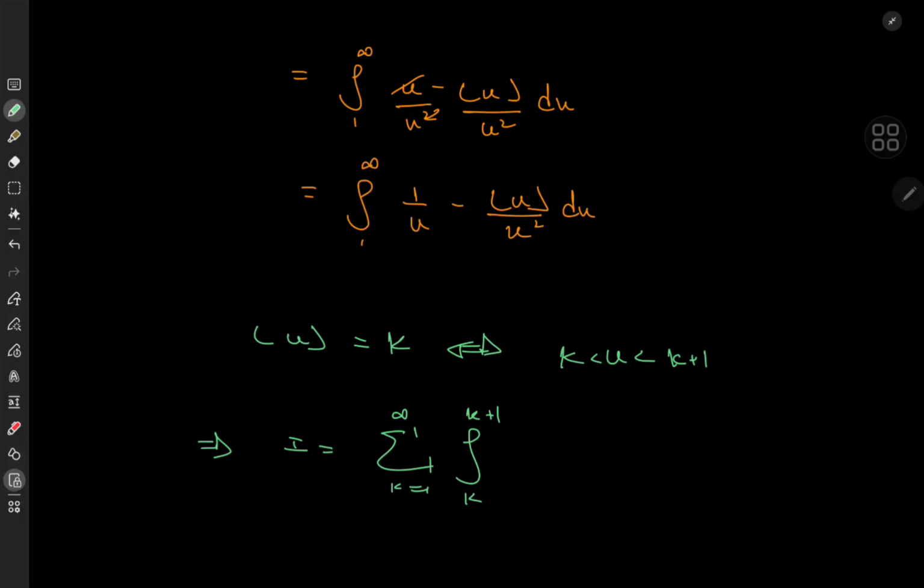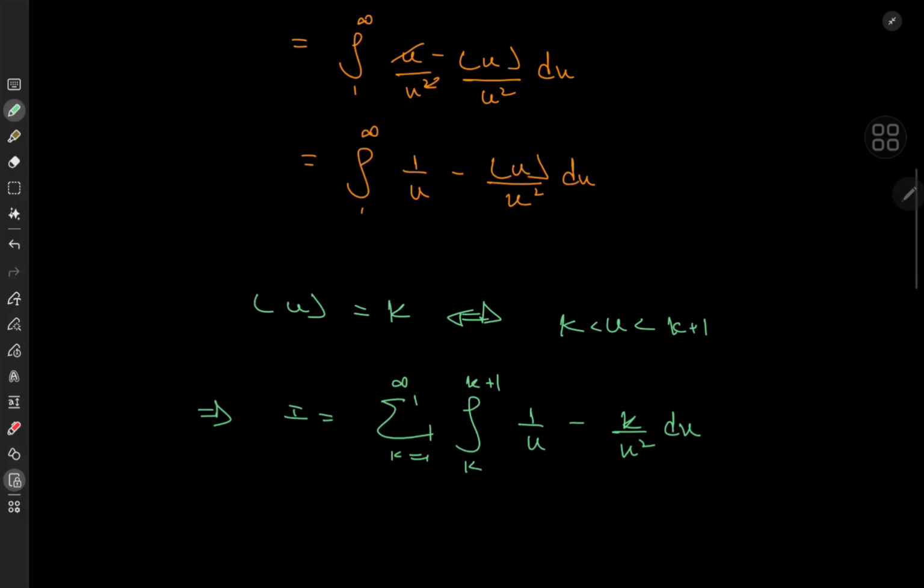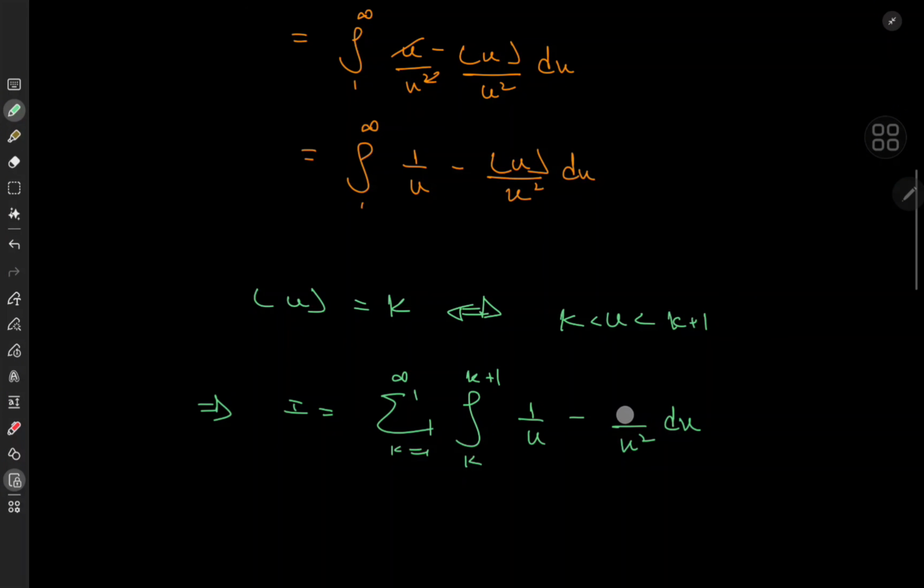Absolutely perfect. And we have 1 over u, and since u here is bound between k and k plus 1, the floor of u will return k. So we have k over u squared du. Okay, cool.